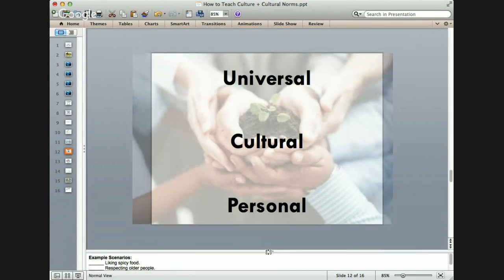What I like to do is have all participants stand up. So if we were in the same room, I'd have you all stand up. I'd label one corner of the room universal, another corner cultural, another corner personal. And I'd say, okay, I want you to go to the corner that you think this statement describes. So I would give you an example scenario or a statement, and you would go stand in one of those corners. So since we can't stand, I'll let you just shout out what you think.